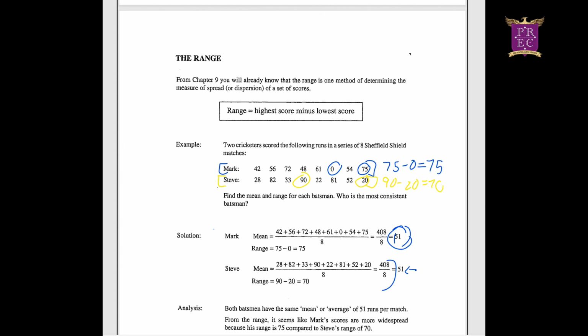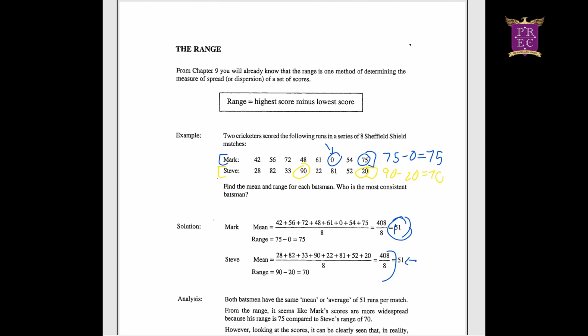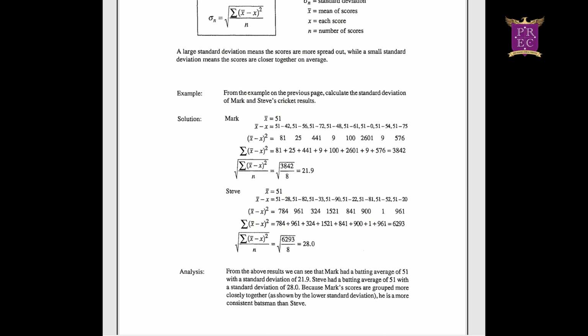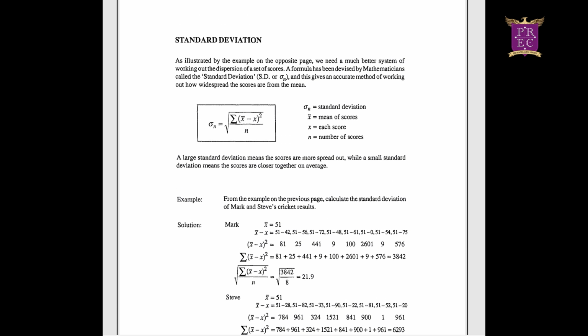Steve gets 20s and 30s, and all the big numbers like 90s and 80s are pretty much outliers. Whereas Mark always gets around 40s to 50s, and they're always in that range. This is just the outlier, 0. So we can tell that Mark could be more consistent. Okay? But we'll now have a look at a different way of looking at consistency. This is standard deviation. So standard deviation looks at how widespread the scores are.